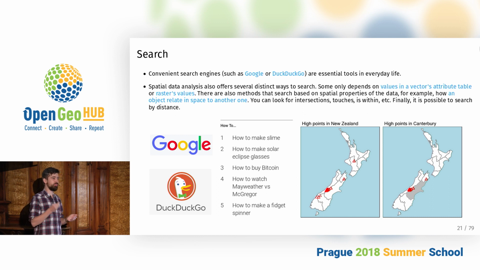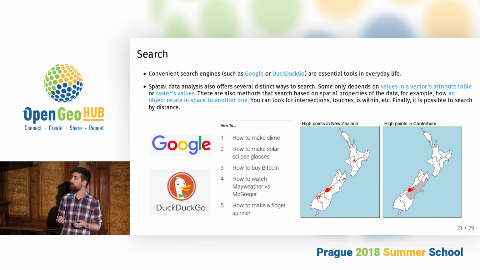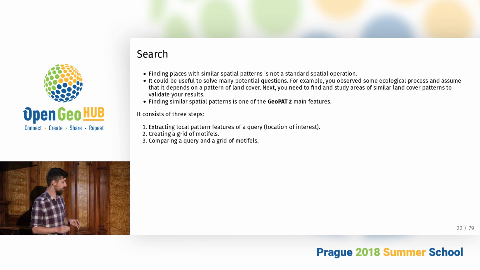Because with spatial data, you can search by attribute, by position, for distances, for intersections, and so on and so on. That's nice, but our question was how you can search for patterns, how you can find similar spatial patterns. And that's why we created the first module, the first application, which is search.